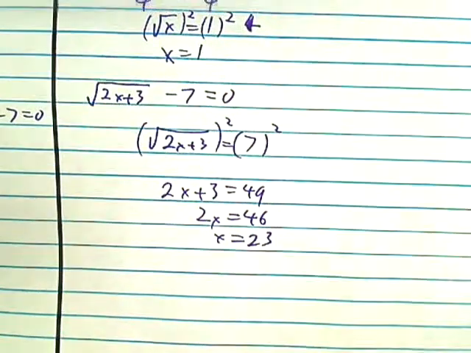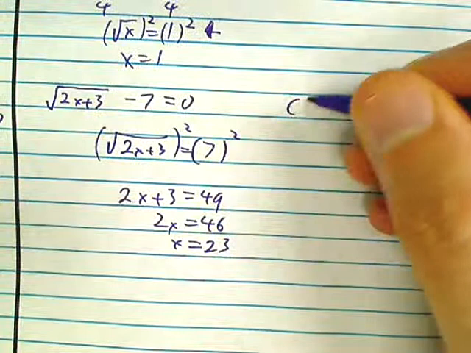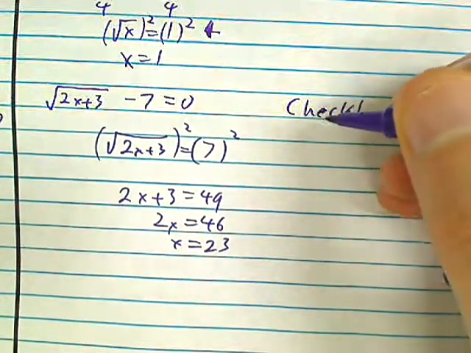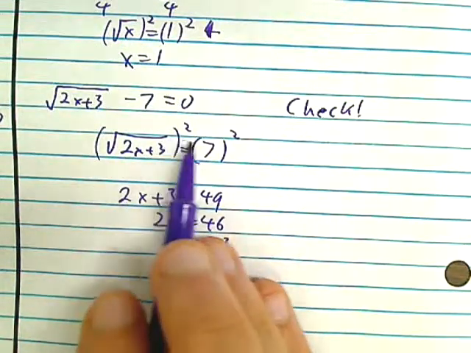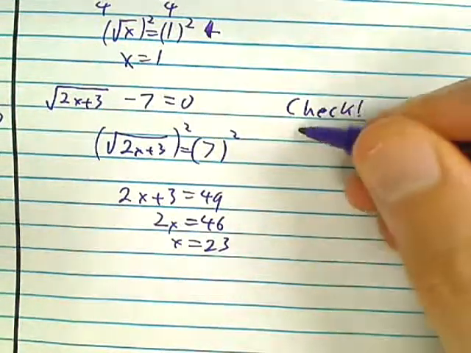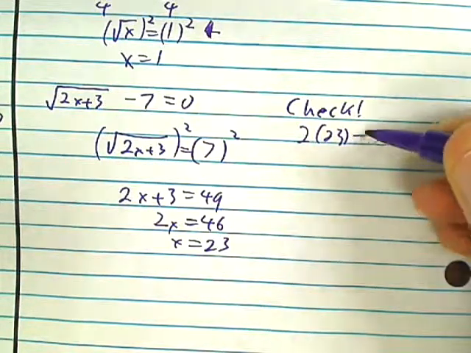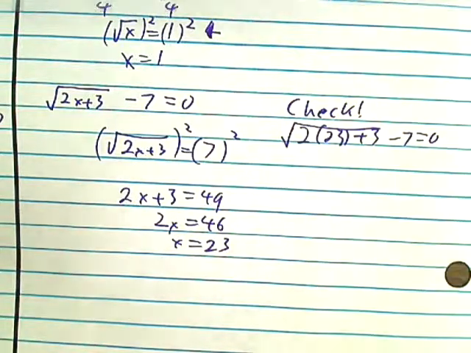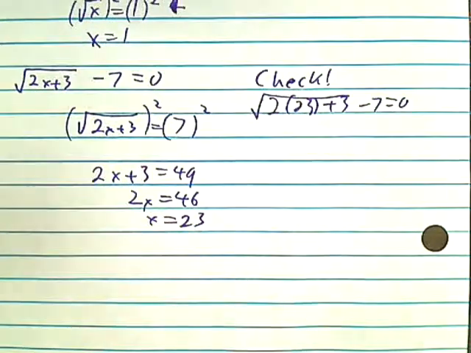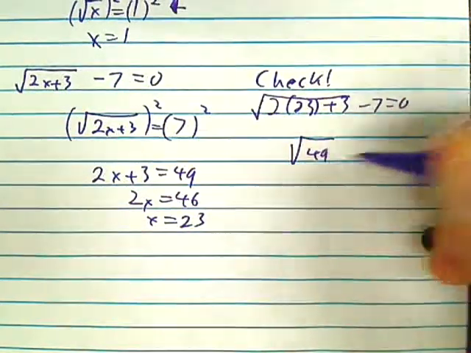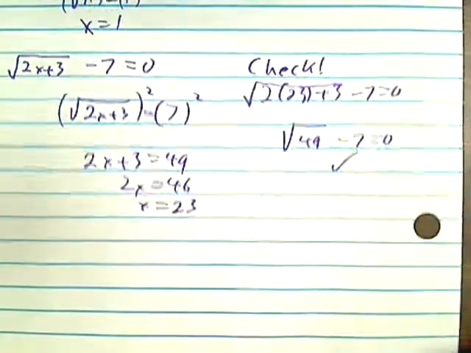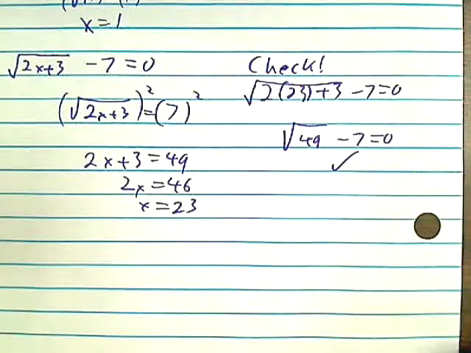I square both sides of the equation at this point, so I need to show a check. Eventually you will realize when you will need to check and when not, but regardless, when you square an equation, I still want you to do it. So 2 times 23 plus 3, square root of that minus 7 equals 0. I'll do a little bit of work here. 2 times 23 is 46, plus 3 is 49. So that's the square root of 49. And I can see that from memory. The square root of 49 is 7, minus 7 is 0. So I'm good there.